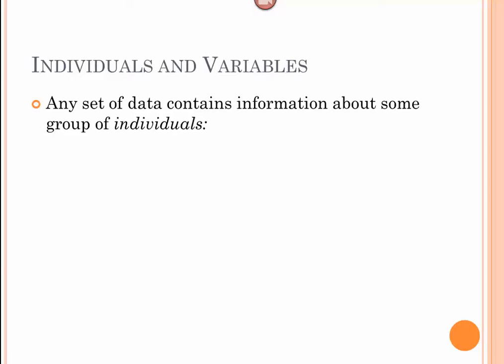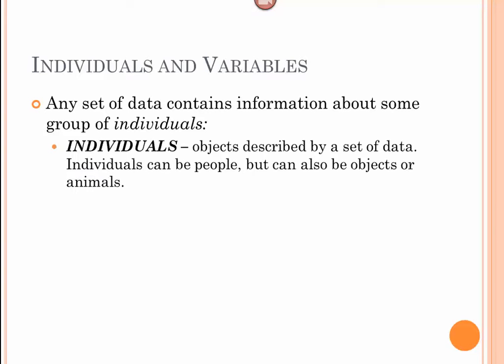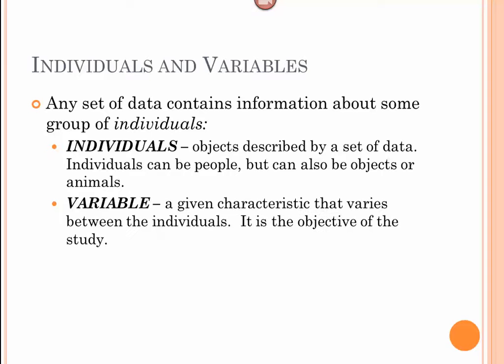So, any set of data contains information about groups of individuals. Individuals are, I would say, the nouns of statistics. They're the people, places, or things, the objects described by a set of data. So they can be people, but they can also be objects or animals. And then the thing that we're trying to measure, which is the characteristic that differentiates between the individuals, is our variable. Depending on the situation, we can take a group of individuals and there may be a large number of variables that we could measure that separate them.